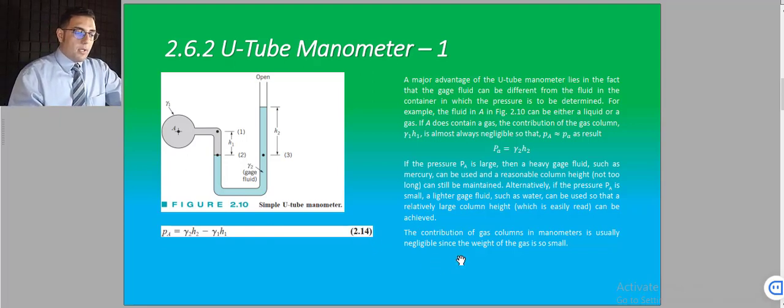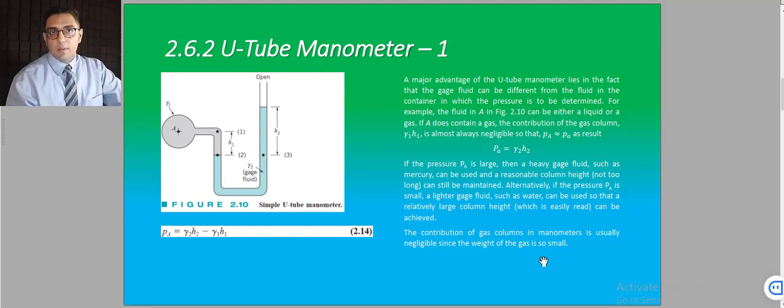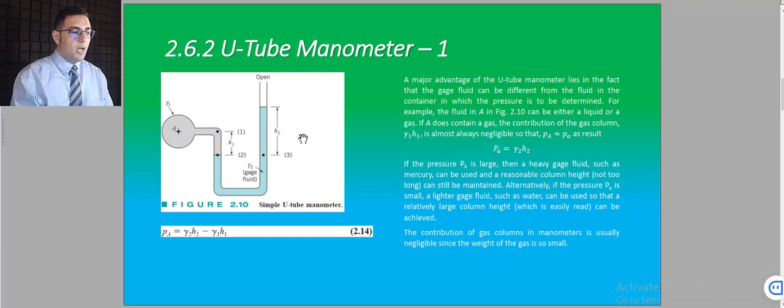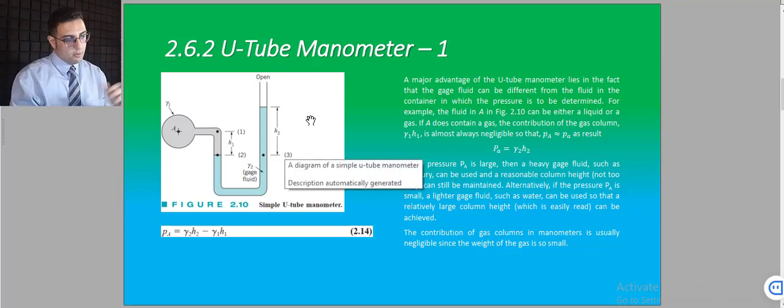There's another point I'm going to mention. The contribution of gas columns in manometers is usually negligible since the weight of the gas is so small. It is telling that as long as the density of the gases is so small, we can neglect their contribution in the area of the tube. So it is not a concern.